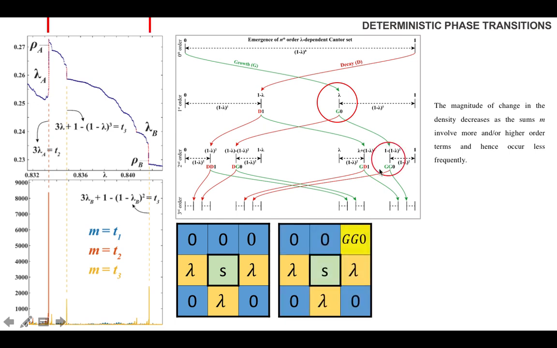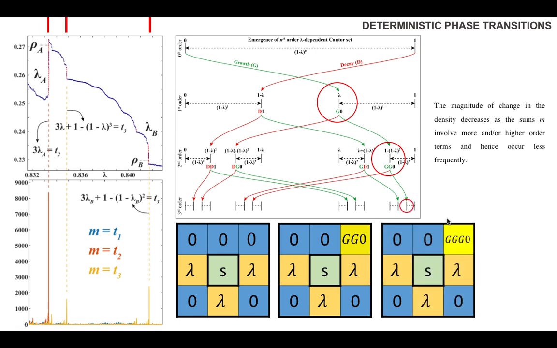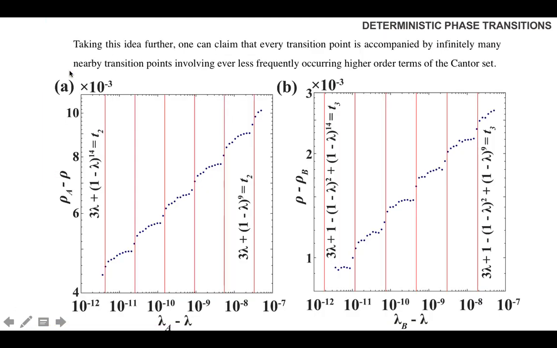However, this second order peak over here is smaller, and it involves a configuration where you have 3 lambdas but also this other part, which is GG0. And then there are even higher order terms which result in even smaller transitions.